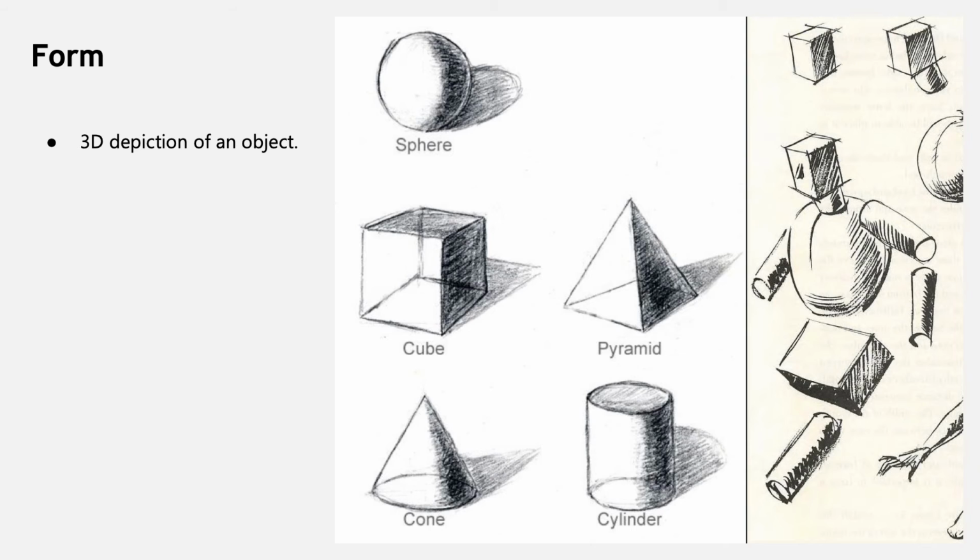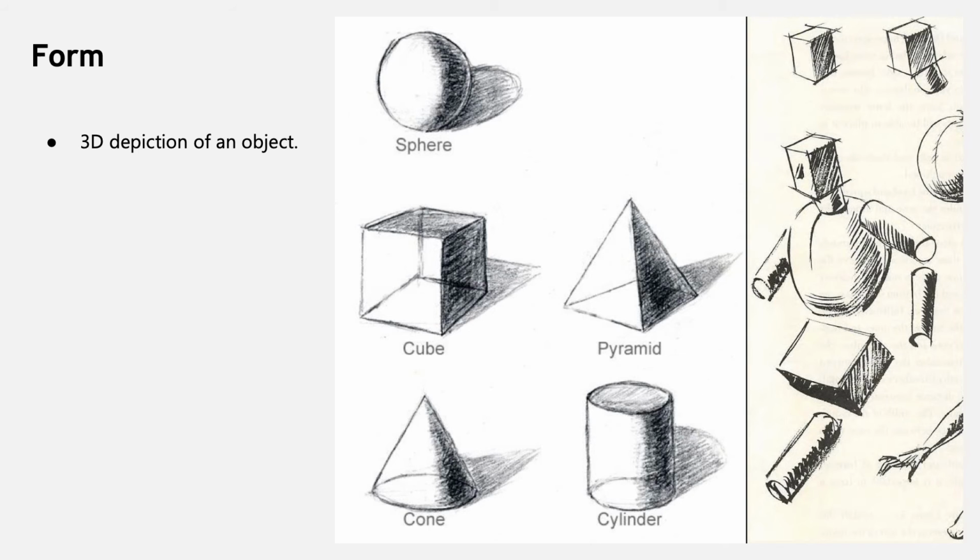So for me, form is achieved through value on a 2D surface. Value is what contributes to the more lifelike features. So hopefully the difference between those two is clear for you at this point.